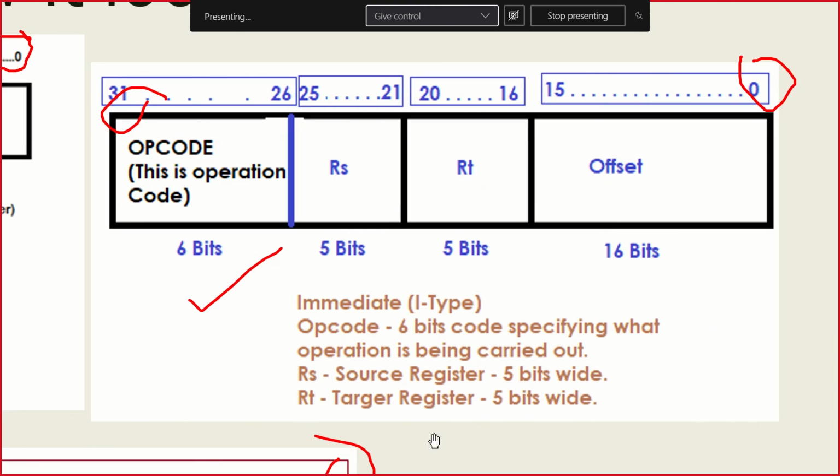Now, we go into the next type, which is called I-type instruction. What is I-type? Let's go from right to left again. That will be easy for us. The first 16 bits are called offset. This is I-type. I-type is immediate instruction.